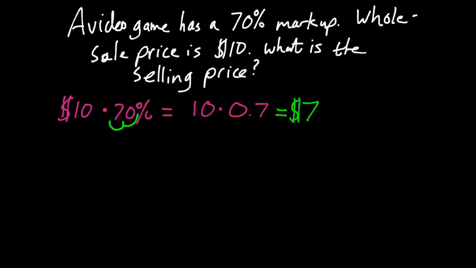Now, just like how discount meant we were subtracting from the regular price, markup means we are going to add to the original price. And since the wholesale price was 10 and our 70% of 10 was $7, we take $10 and we add $7 to it to give us the selling price of $17 even. And there you have it.